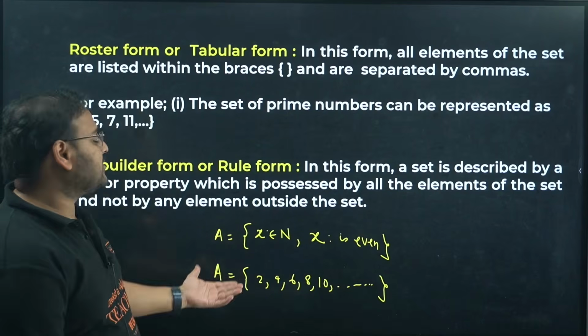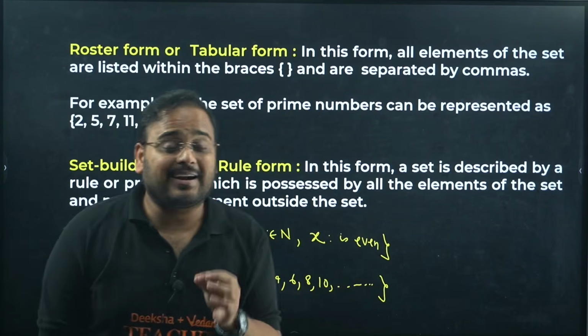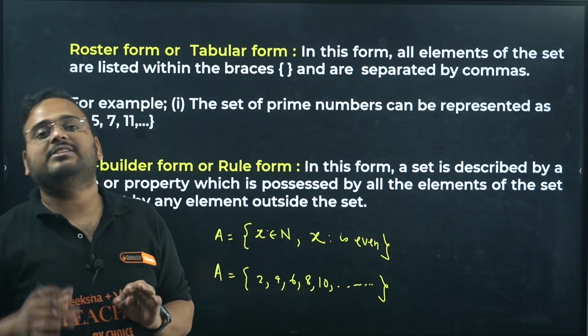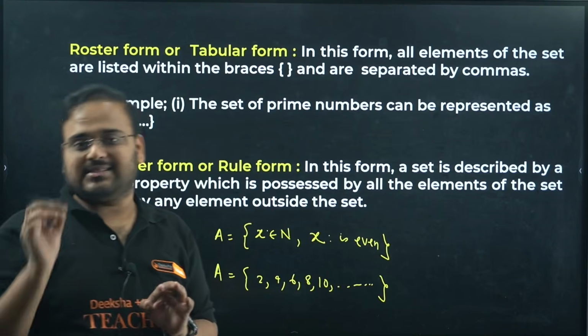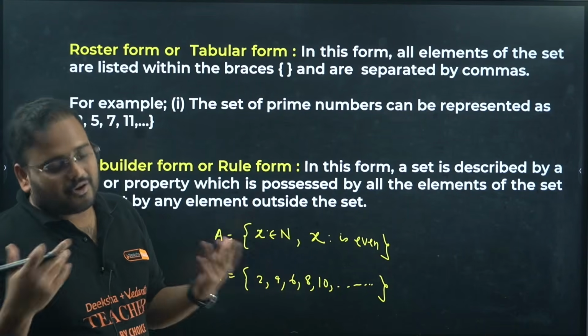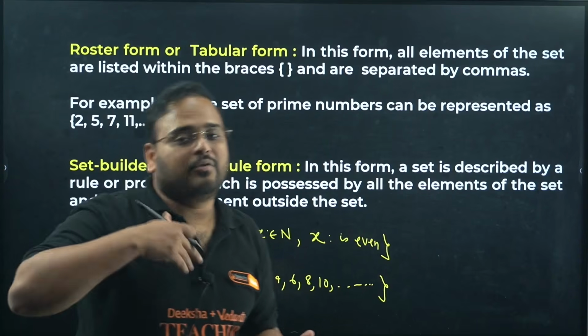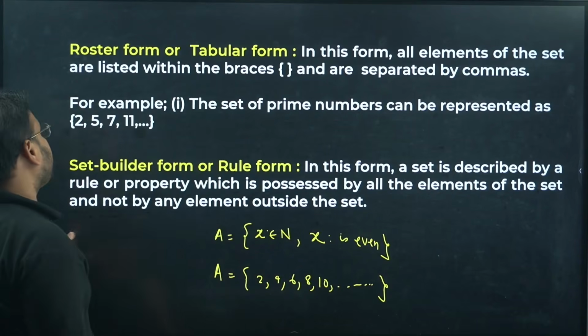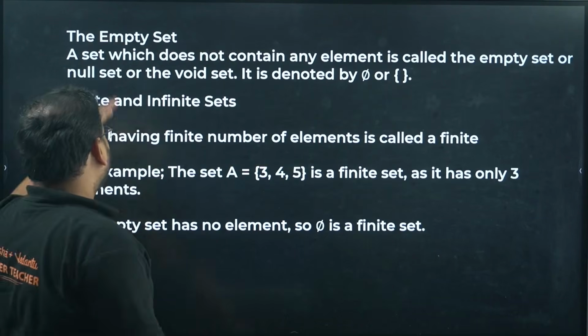So again, the next definition comes from here, which is finite and infinite set. A finite set is a set which has a fixed number of elements in it, whereas an infinite set is a set which has an unfixed or infinite number of elements in the set. Okay, so then let's go with the next set of definitions.